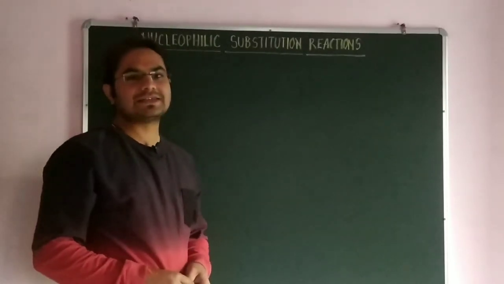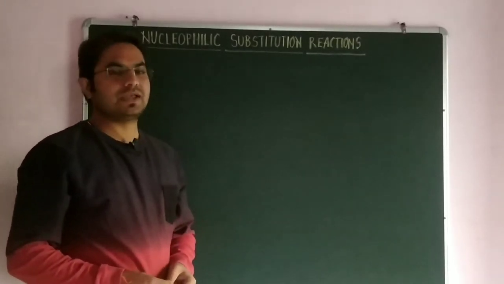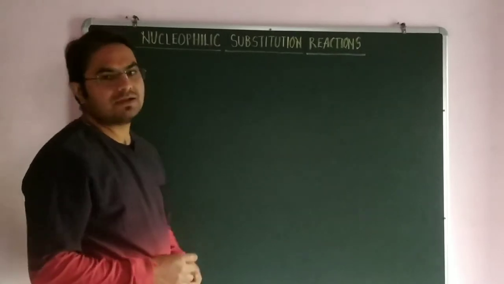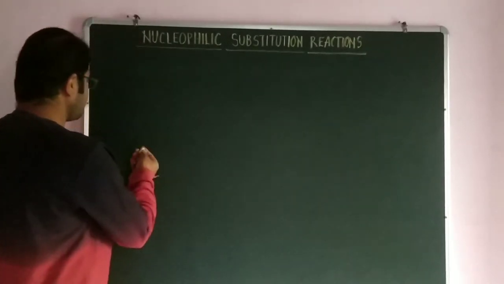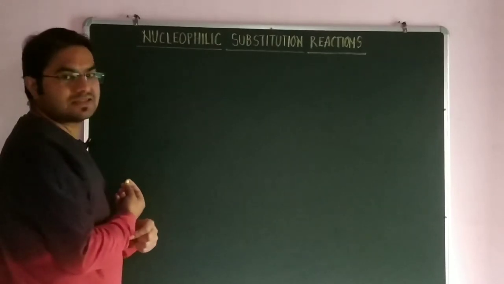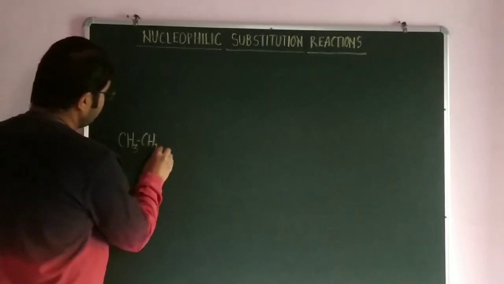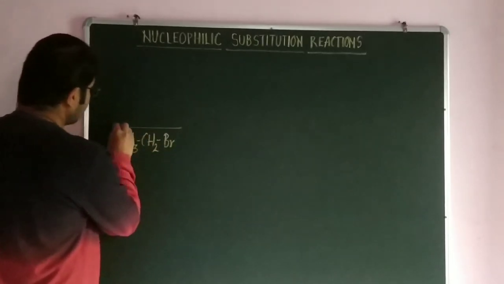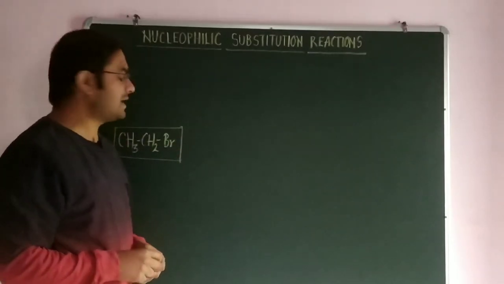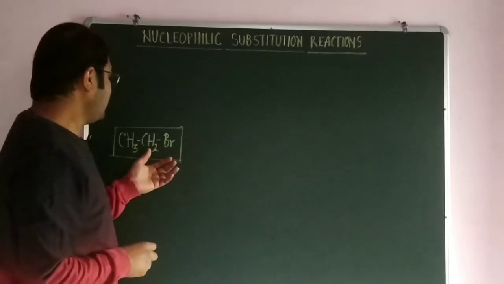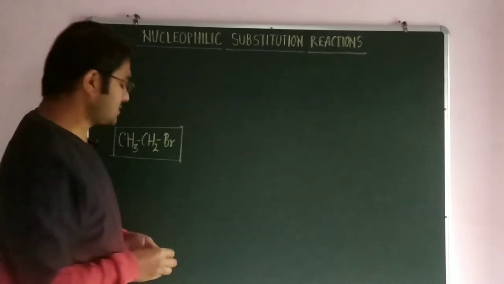Hello students, as I discussed nucleophilic substitution reactions in my previous video, today I will sum up all the nucleophilic substitution reactions. For that, first I will start with a single substrate, a single compound haloalkane, CH3CH2Br. So this is the starting substrate, bromoethane or ethyl bromide. When this compound is treated with different reagents, it gives different nucleophilic substitution reactions.